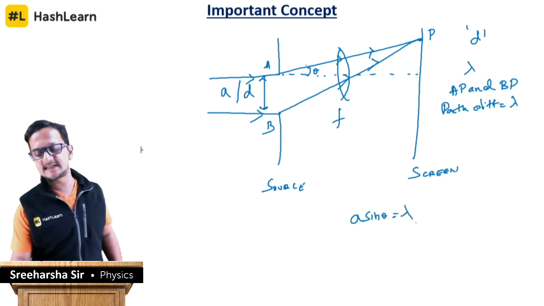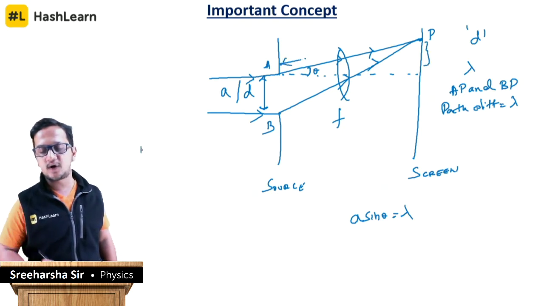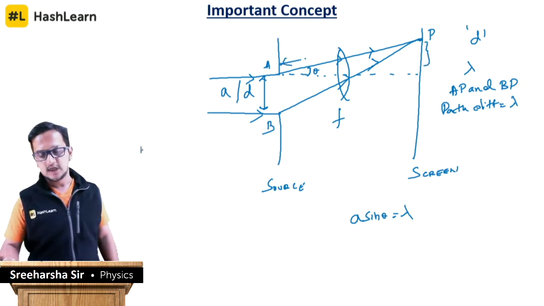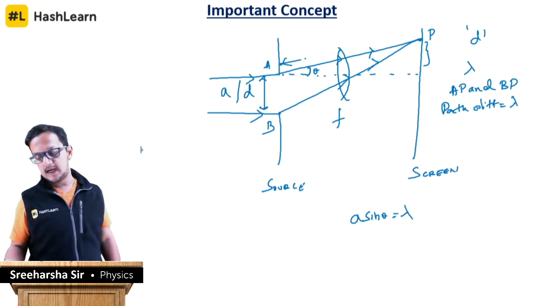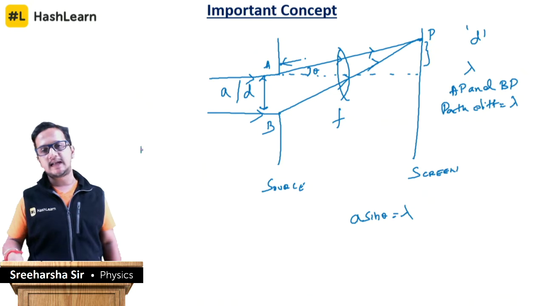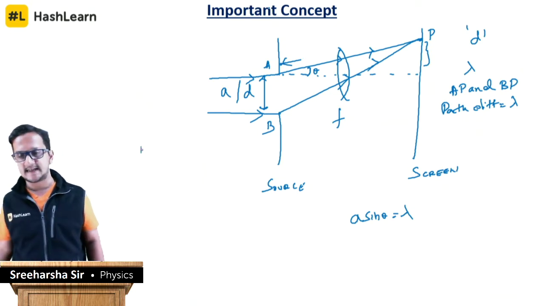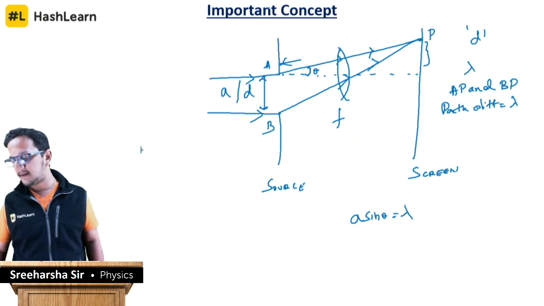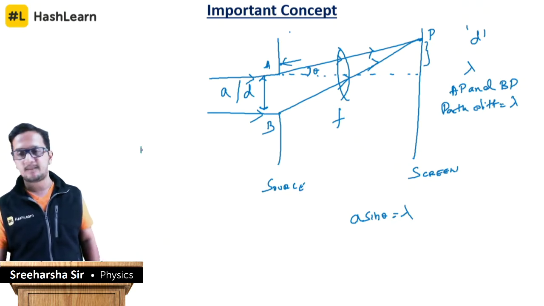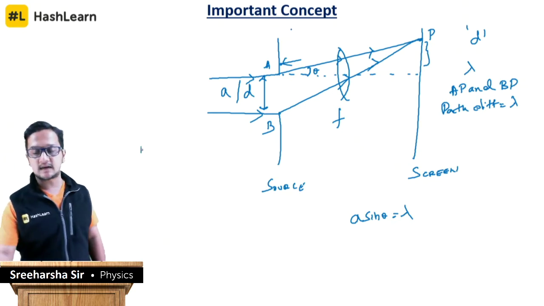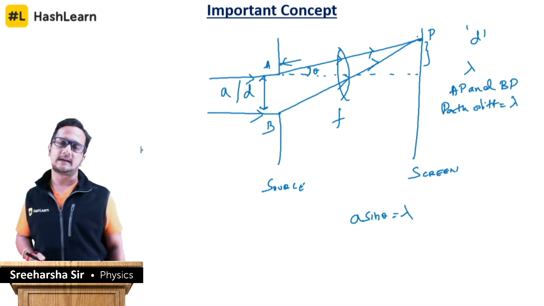So how do we get a sine theta? If you take the sine theta ratio, you have opposite by hypotenuse, correct? So opposite is equal to a sine theta, so a sine theta is equal to lambda, or sine theta is equal to lambda by a. This is the first condition that we are taking, that is a sine theta is equal to lambda, assuming there is a dark band formed over here.